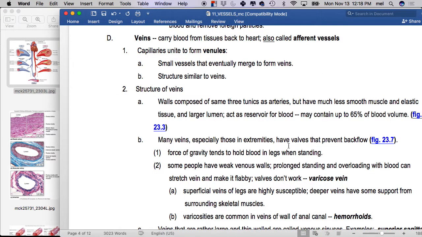Okay, so now, since they are such low pressure, and since there are so many of them, at any given moment, there is generally more blood in your veins than in your arteries. So at any given moment, like right now when you're at rest, about 65% of your blood volume is in your veins. Just farting around on its way back home from work.